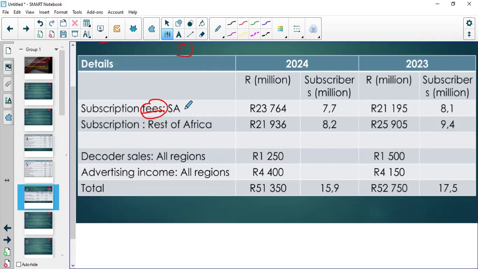Right, so there's a lot that you can actually come up with. So this is 2024. This is millions, right? 23 million. This is the number of subscribers. This is 7.7 million. Okay, brilliant. So there's a lot of things, ratios that you can come up with. You can come up with subscription fee, change in subscription fee per region, right? You can have or growth in subscription fee per region.